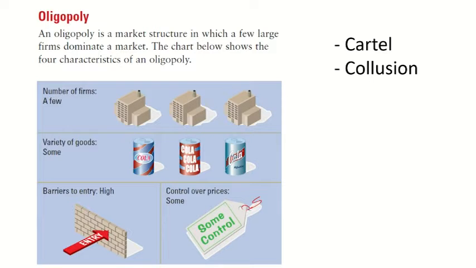And oligopoly is where a few firms work together. So you have a few firms, you have some variety of goods, even though it's the same good. You have a higher barrier to entry. You can't just make your own Pepsi, or soft drink or soda. You can't make your own soda and be like, all right, I'm going to put this in stores. And they do have control over prices. And an oligopoly is basically a cartel.